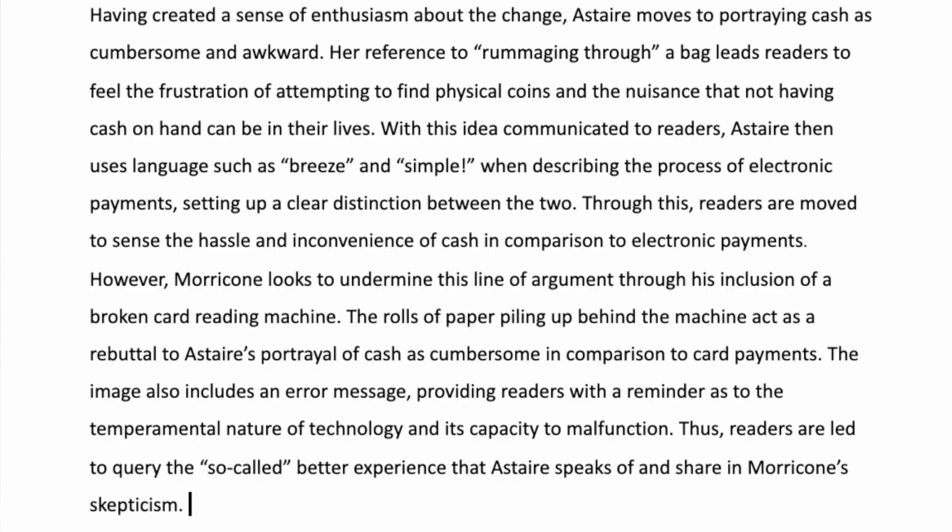Her reference to rummaging through a bag leads readers to feel the frustration of attempting to find physical coins and the nuisance that not having cash on hand can be in their lives. With this idea communicated to readers, Astaire then uses language such as breeze and simple when describing the process of electronic payments, setting up a clear distinction between the two. Through this, readers are moved to sense the hassle and inconvenience of cash in comparison to electronic payments.